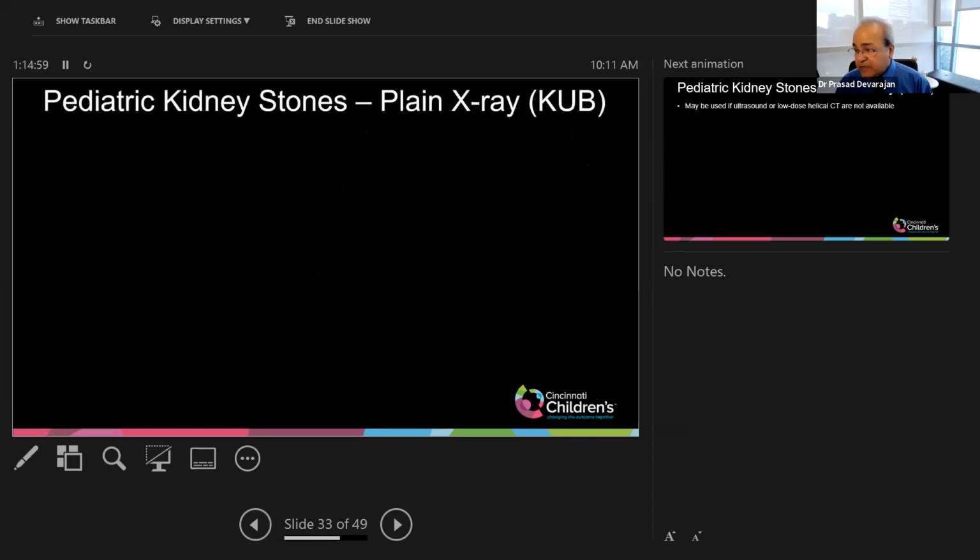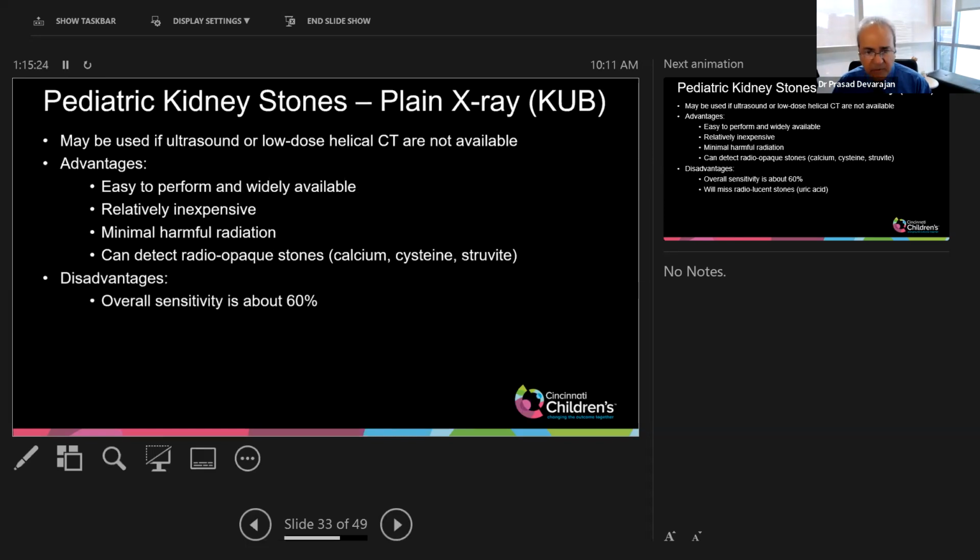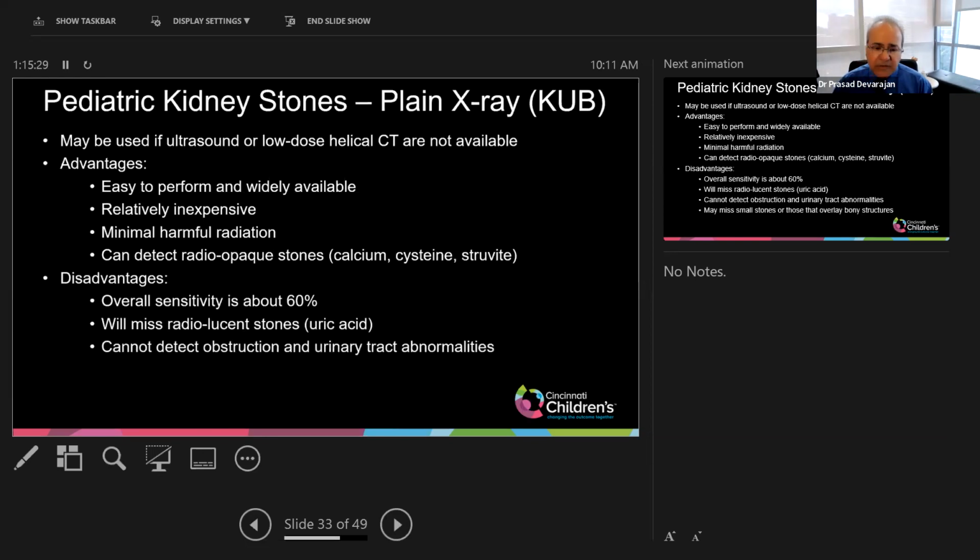Finally, plain X-ray. Sometimes ultrasounds and CT scans are not available, especially in some low resource areas. It's easy to perform, and there's minimal radiation and inexpensive, but it can only detect radio-opaque stones like calcium, cysteine, and struvite. We will miss radiolucent stones, which luckily in pediatrics are rare, but that is a problem, that we will miss uric acid stones by just doing a plain X-ray. And of course, we cannot detect urinary tract anatomic abnormalities or obstruction.